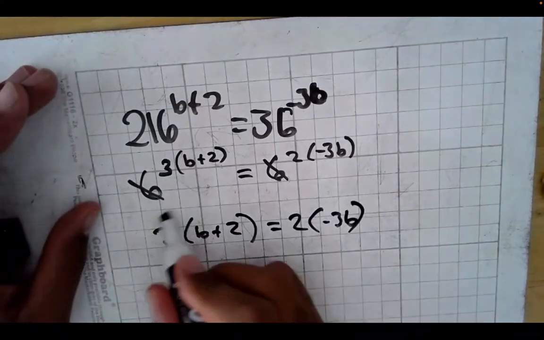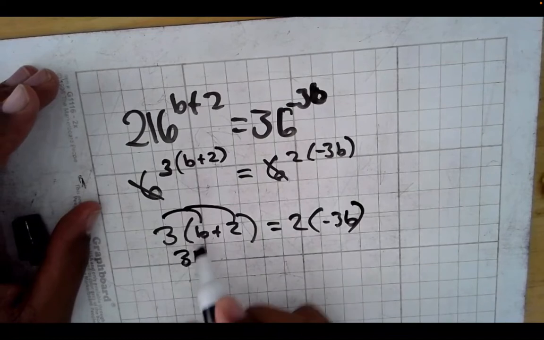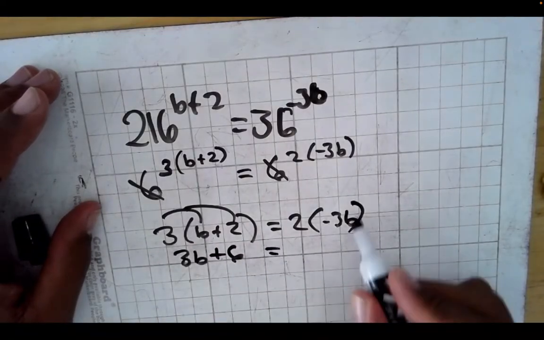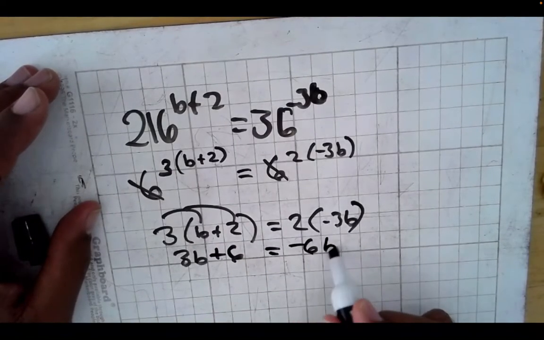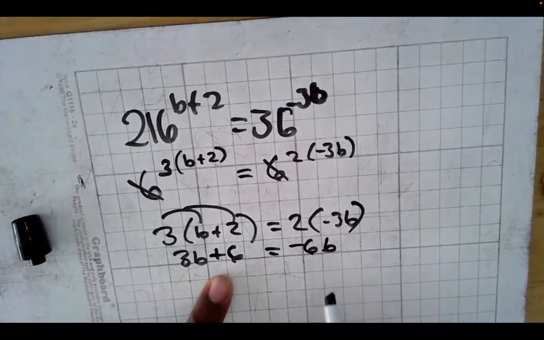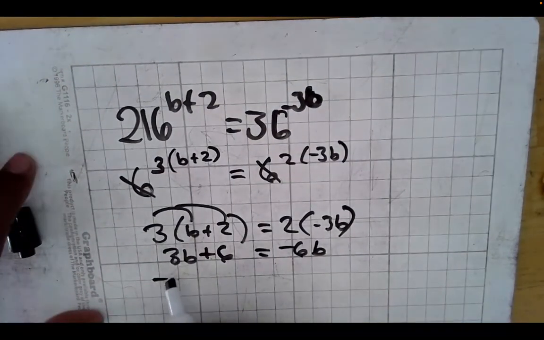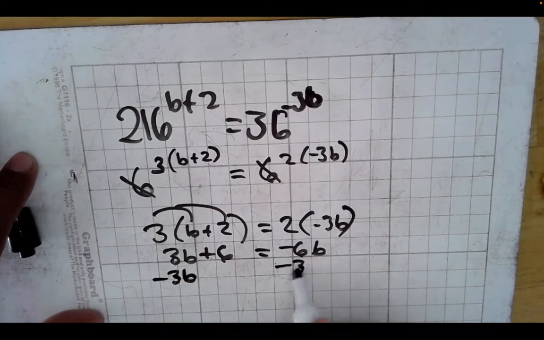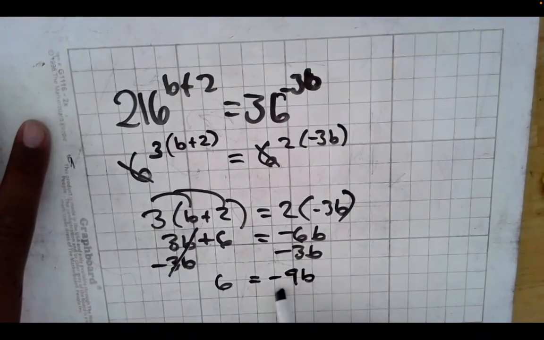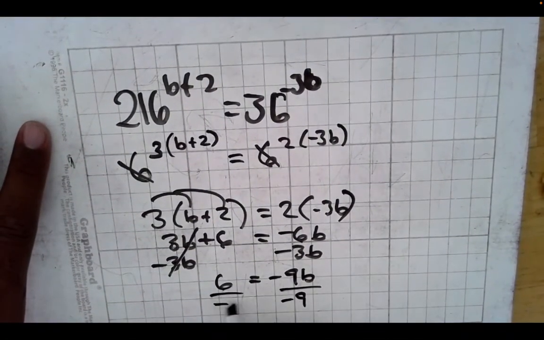And now I solve. So distribute that first. That's 3b plus 6. Multiply those two. I get negative 6b. I got to get b by itself. So what I'm going to do is actually subtract the 3b from both sides. Okay, so now I have 6 equals negative 6 minus 3, which is negative 9b. And then the last step here is divide by negative 9.